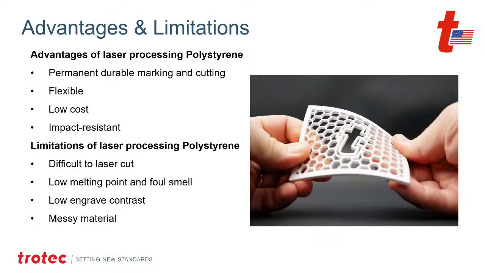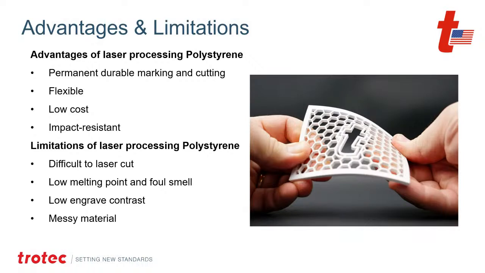So the advantages, why would you pick this type of material? It is low cost. It is a very inexpensive plastic to work with. It is permanent, durable, marking and cutting. It's very flexible and impact resistant. And this is why this material works very well. And I can also produce, what a lot of people don't realize, some great detail. I mean, you see the sample here of this honeycomb grid tee. The amount of detail I can get out of this material is outstanding.